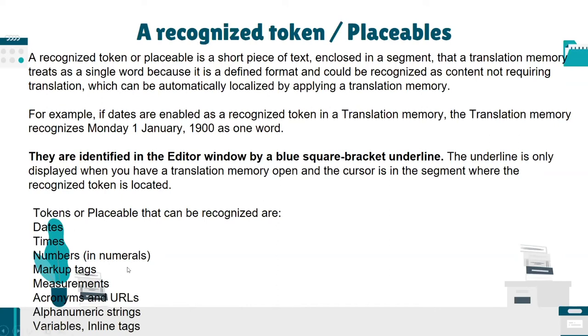For example, tokens or placeables that can be recognized are days, times, numbers in numerals, markup text, measurements, acronyms, and URLs, and some alphanumeric strings, some variables or tags for marking up. These are placeables.